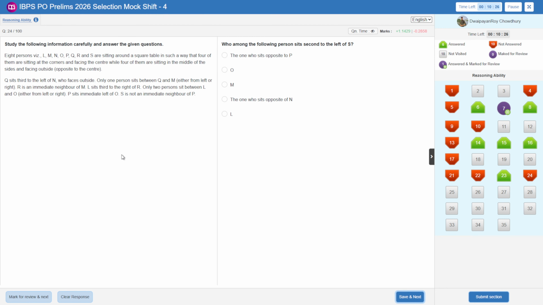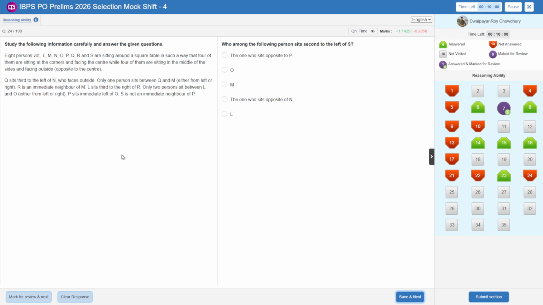L is third to the right of R. 1, 2, L, which is to the right of R. Only 2% between L and O. 1, 2, L and O. P is immediate left of O. S is not an immediate neighbor of P.